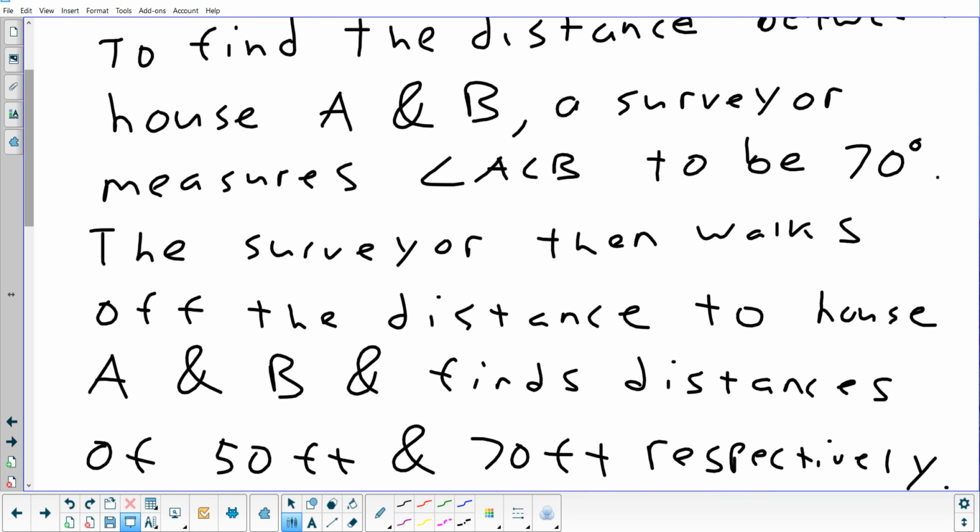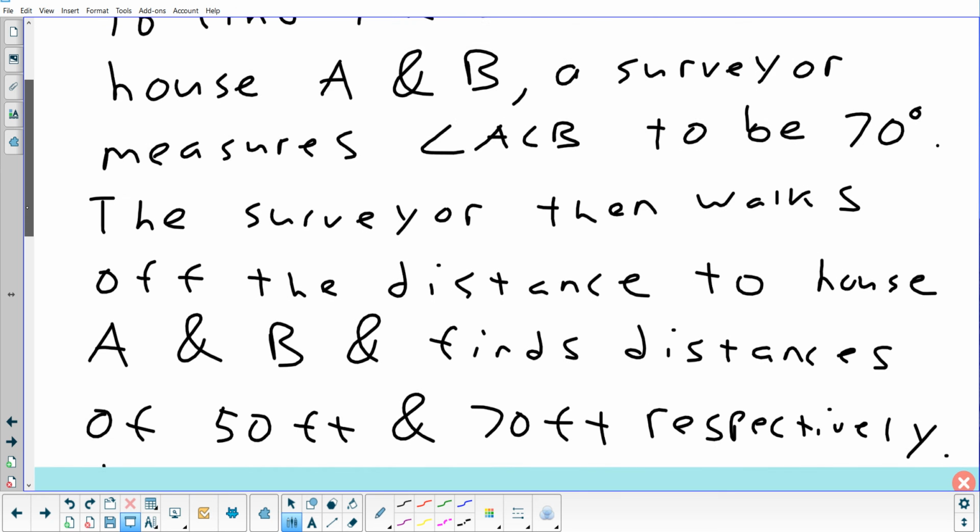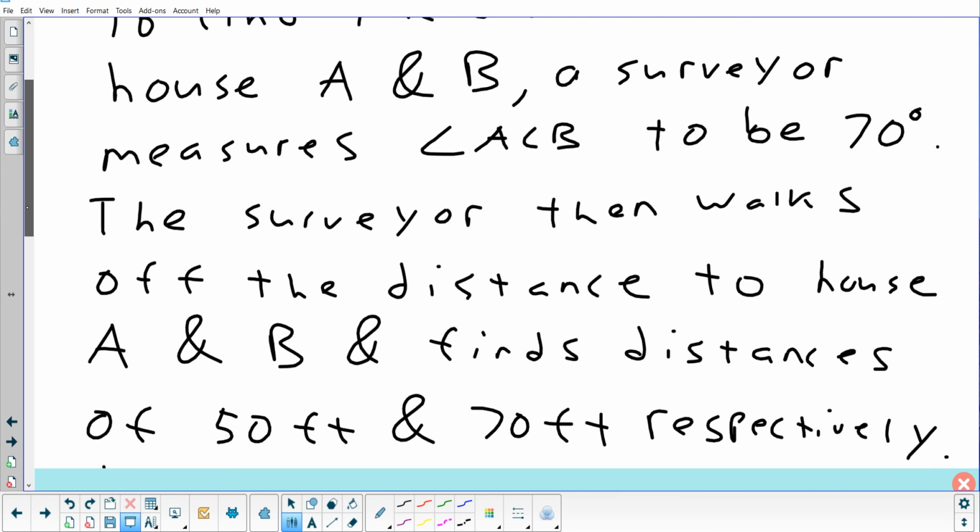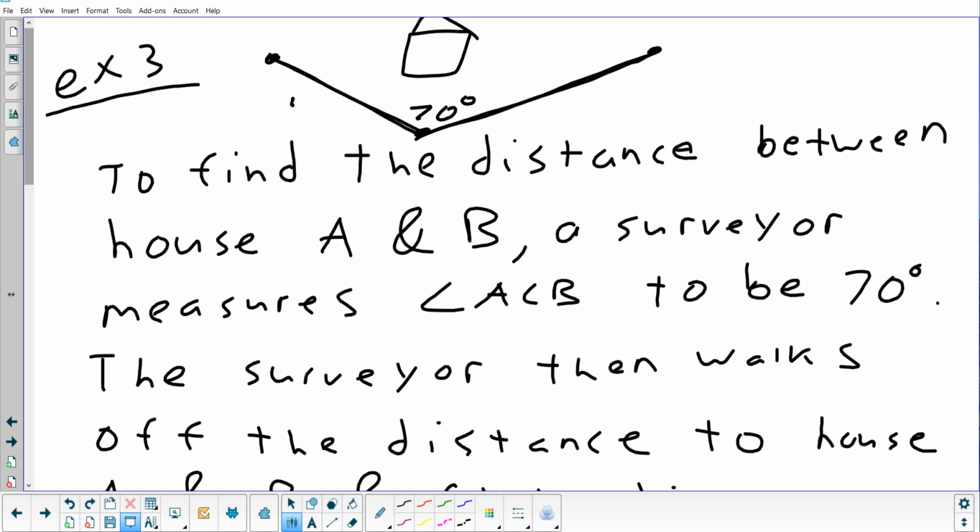So the distance to point A is 50 feet, and the distance to point B is 70 feet. Basically, we've got something like this. Your goal is to figure out the length of that dotted line.